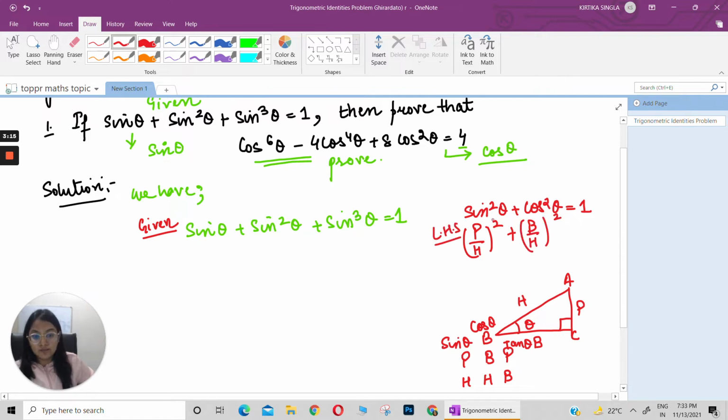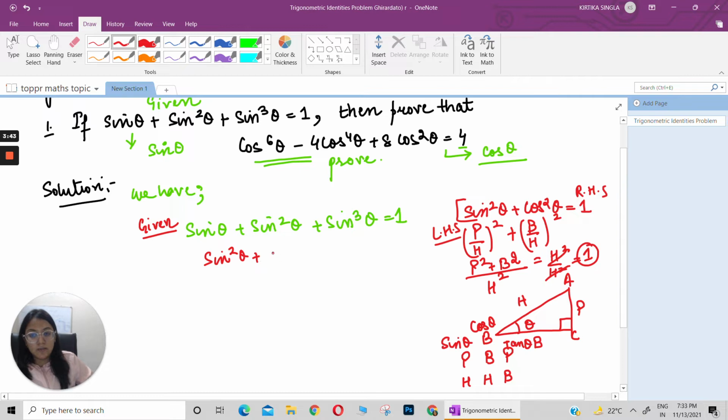This is the left hand side. We have to prove that sine square theta plus cos square theta, the left hand side, is equal to the right hand side, which is 1. So we can easily prove it by taking the LCM H square: P square plus B square. And what is P square plus B square? That is H square using Pythagoras. So H square upon H square is equal to 1, which is equal to the right hand side. We proved this trigonometric identity. That means we can use sine square theta plus cos square theta is equal to 1.